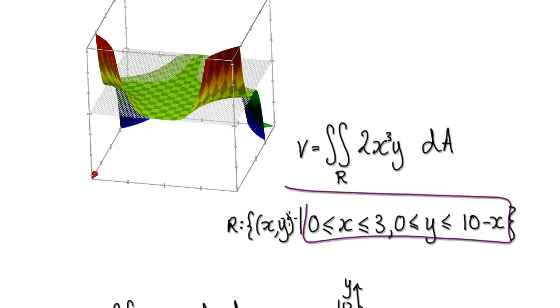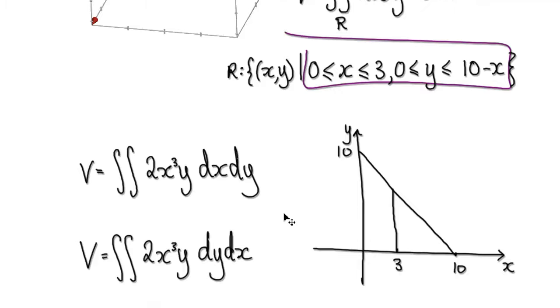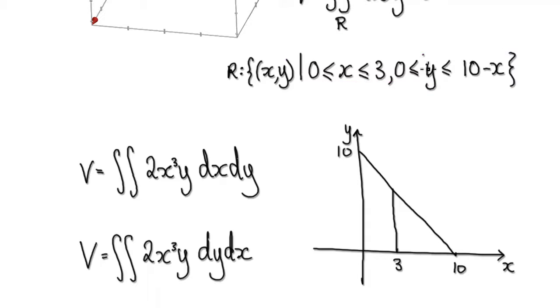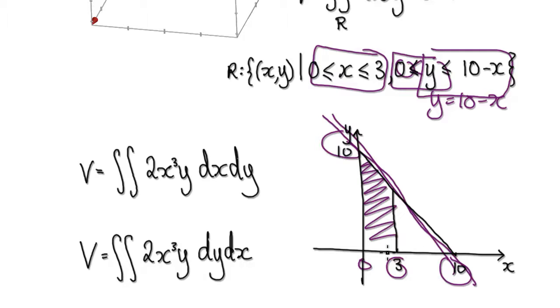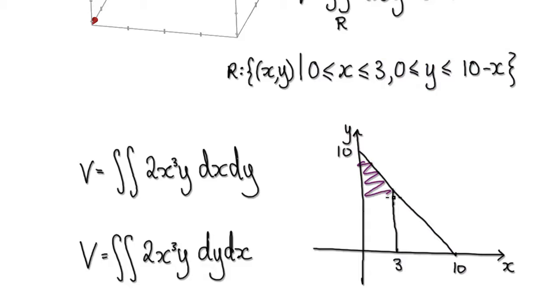Looking at the region, y equals 10 minus x would look like this. It's a straight line, intercept of 10, gradient of -1. So it looks like this, 10 and 10. And if you look, x must be in between 0 and 3. Well, 0 is here, 3 is here, and remember y has to be bigger or equal to 0. So the region we're interested in is this region here.